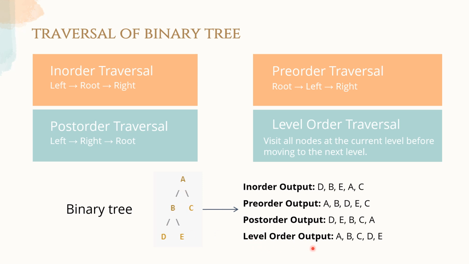Then level order. Level order in the sense, this is level number 0. So A is visited. Level number 1, B and C are visited. Then level number 2, D and E are visited. Hope you have understood.